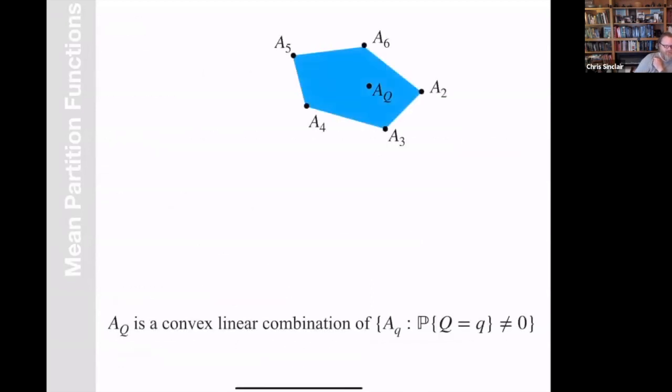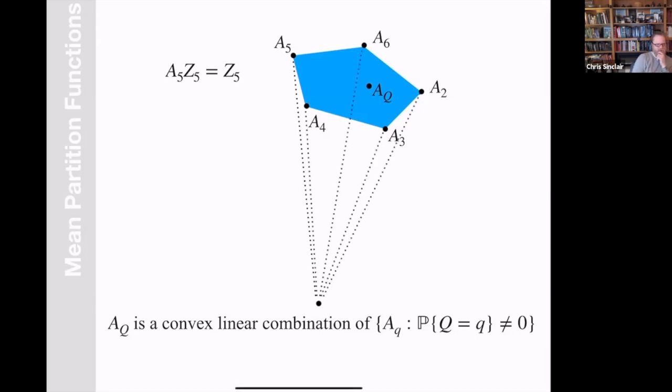So this is how I kind of think of it. I think of A_Q as being a convex linear combination of some other A_q's. In this case, if the possible number of children that anybody has is only 2, 3, 4, 5, or 6, right? Then A_Q is some convex linear combination of those. And then in my head, I think of each Z_q as being kind of an eigenvalue of that operator. It's a fixed point of that operator. So in my head, I kind of think of it as an eigenvalue.